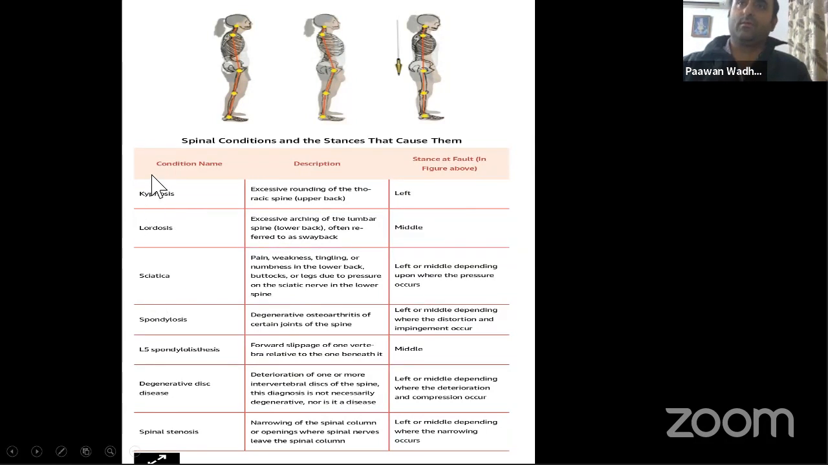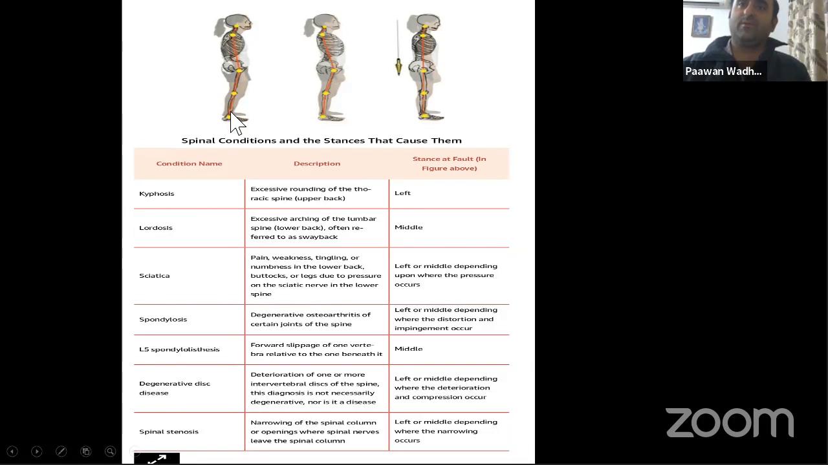Kyphosis. These are three postures. This is slouched posture, this is tense posture, and this is aligned posture. Kyphosis happens due to this posture. Lordosis happens due to this posture. Sciatica pains are due to this or this posture. Spondylosis is due to this or this posture. All these diseases develop due to these two wrong postures.